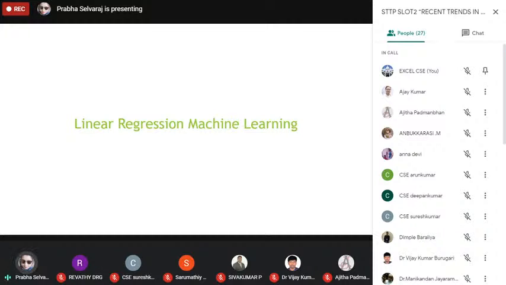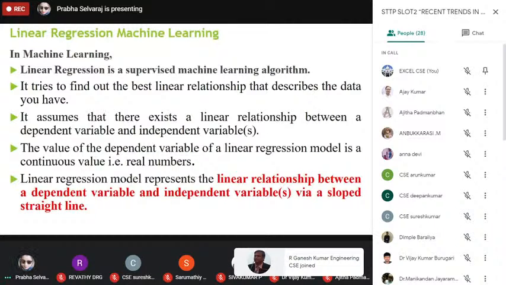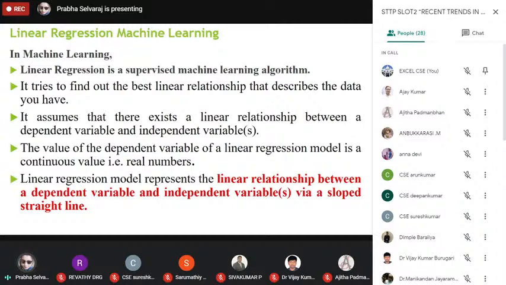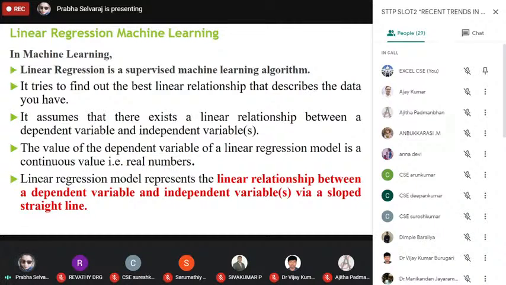And now we'll start with linear regression machine learning. Linear regression is a supervised machine learning algorithm. So what you're going to find out is the linear relationship between the data. You are assuming a linear relation between a dependent variable and an independent variable. If you consider any scenario, some variable will be dependent on one or a few variables, whatever it may be. So you are going to identify that linear relationship between a dependent variable and an independent variable.